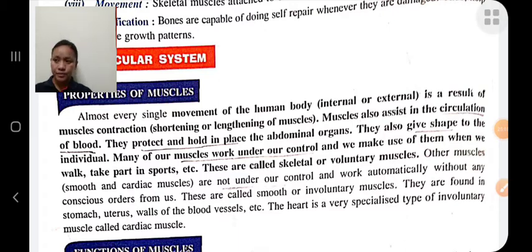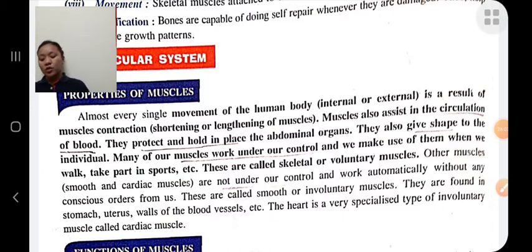These are called voluntary or skeletal muscles, which work under our control, like the muscles of the leg and hand. Involuntary muscles are those which do not work according to the will of the person, for example the muscles present in our digestive system and blood vessels. Cardiac muscle is also involuntary, but its shape is different. It is present only in the heart.